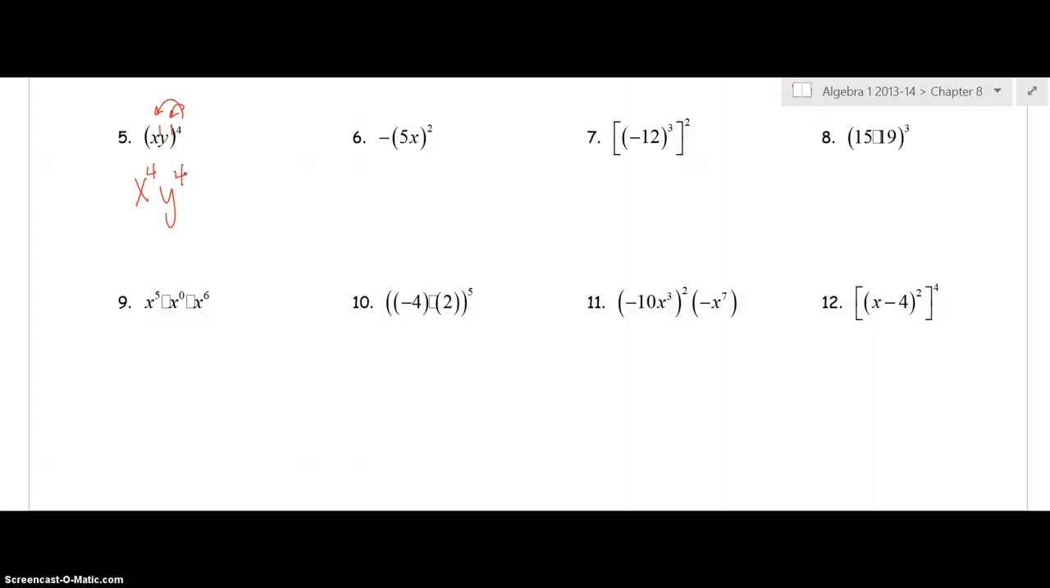Number 6 does not have an exponent on the 5 or the x, so put a 1 on it. I don't know why those just moved.